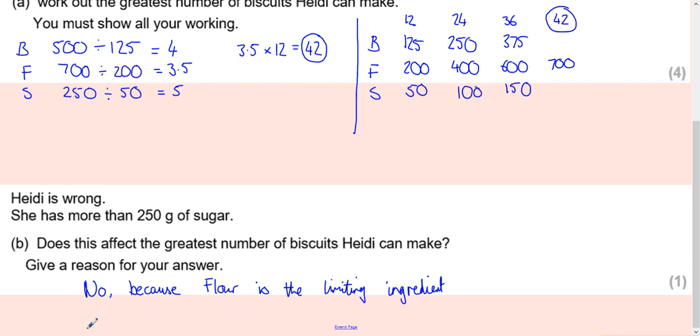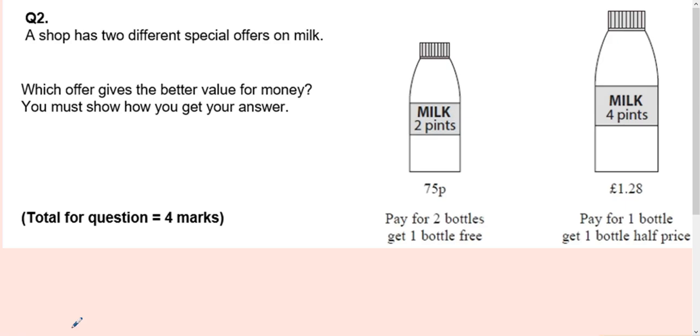Right, question 2, we've got a couple of special offers on milk. Now, a lot of people did very well at working out the cost. So we're going to start with this. We're going to look at the 2-pint one. Now, the offer is you pay for 2 bottles and get 1 free. So that means you'd get a total of 3 bottles at 2 pints in each. That's going to be 6 pints, and it costs 150p.